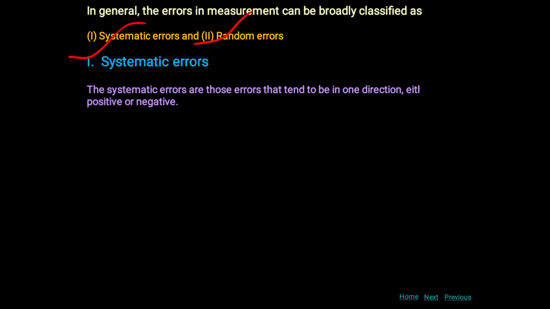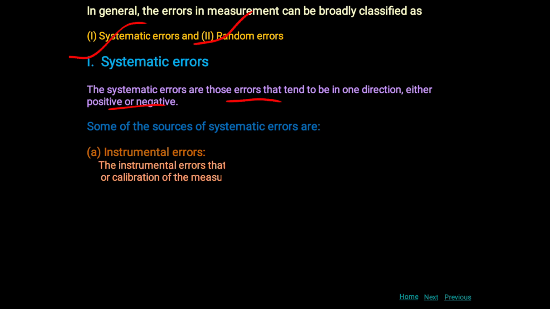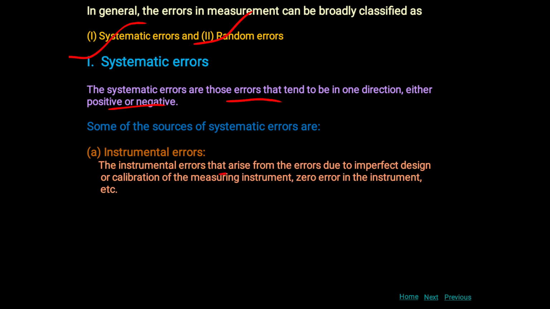In general, the error in measurement can be broadly classified as systematic error and random error. First, we define the systematic error. What is meant by systematic error? Systematic errors are those errors that tend to be in one direction, either positive or negative. Some of the sources of systematic error. First, instrumental error. Instrumental errors arise from imperfect design or calibration of the measuring instrument, zero error in an instrument, etc. This is called the instrumental error.